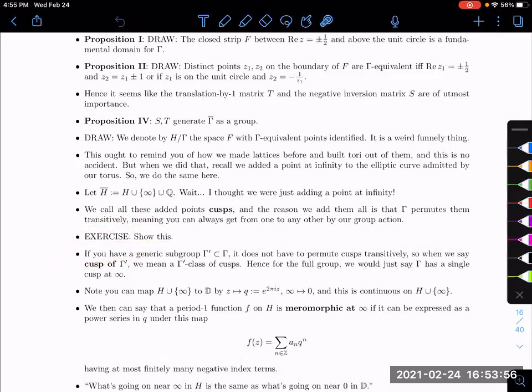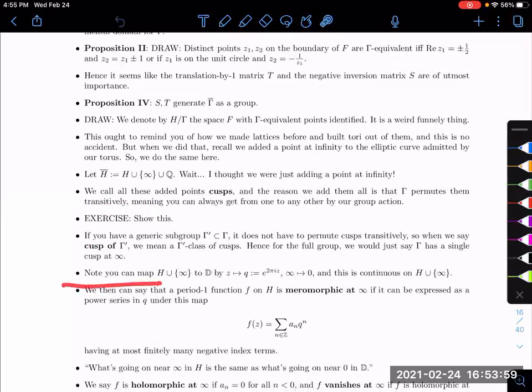And maybe I'll finish up. I'll get all the way to this definition here and then I'll stop. So I'll do these next 2 points. If you take a generic subgroup gamma prime of gamma, the thing is, it actually doesn't have to permute these cusps transitively. It might not be possible to get between all the different rational numbers just by matrices chosen in this subgroup of gamma. So when I say cusp of a subgroup, what I actually mean is a gamma prime class of cusps. Okay, all the cusps in the orbit, right? So all the cusps that can be gotten to by action via gamma prime.